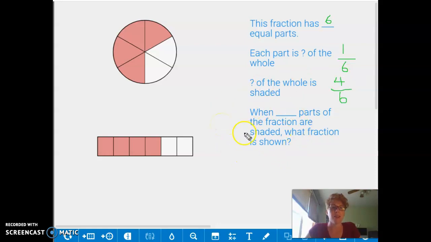And then the last question. When blank parts of the fraction are shaded, what fraction is shown? Well, how many pieces are shaded in? 4. When 4 parts are shaded in, what fraction is shown? 4 out of 6, or 4/6, because there are 6 pieces total and we are considering 4 of them.